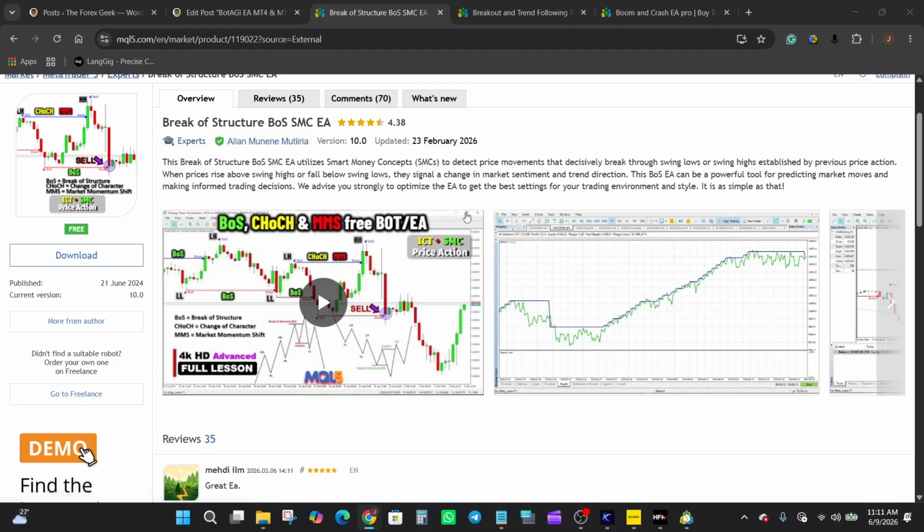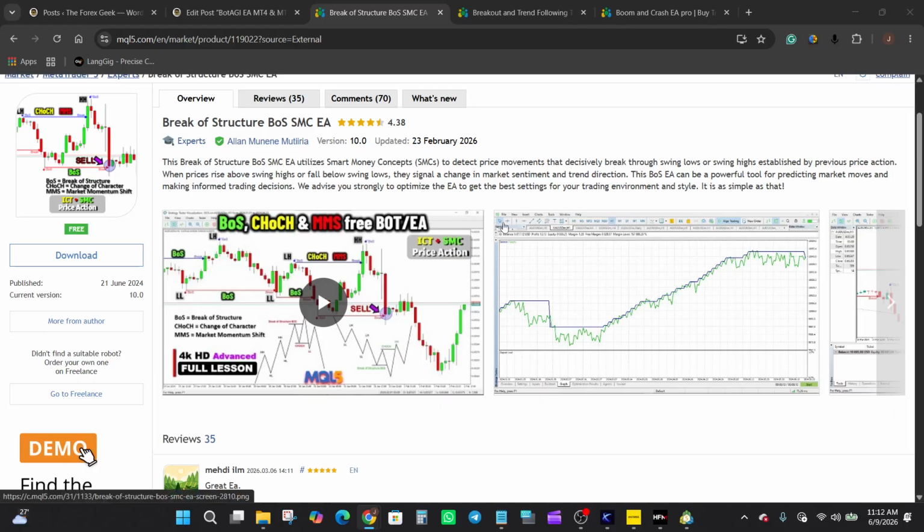Starting here on the marketplace page, we can see that this EA is listed as version 10 and it is available as a free download. The developer describes it as a break of structure system based on smart money concepts, focusing on how price breaks through previous swing highs or swing lows to indicate a potential shift in market direction.